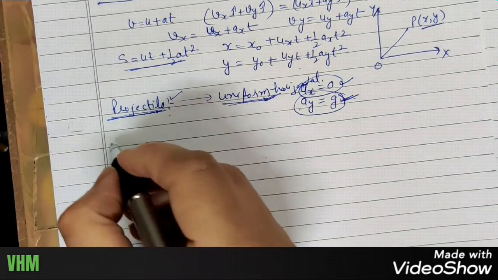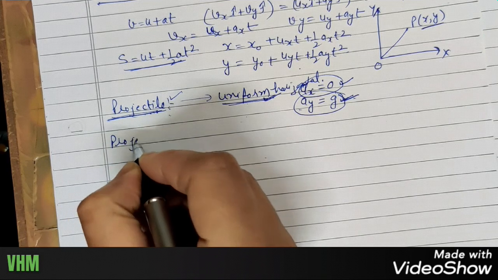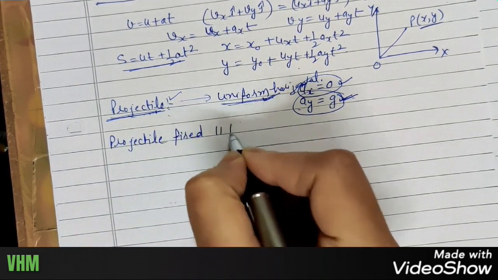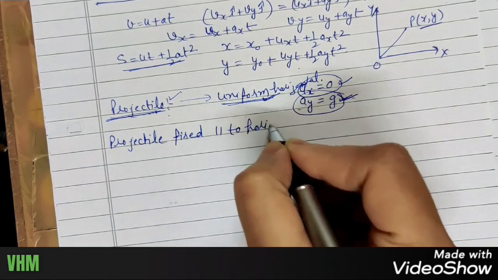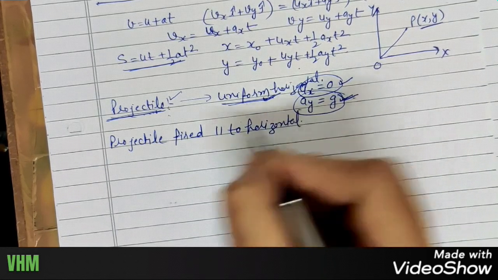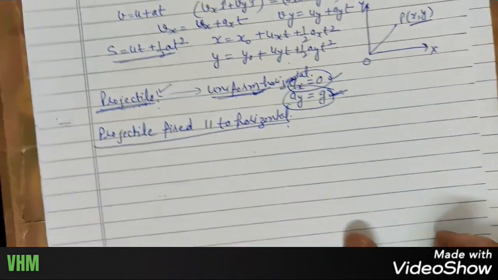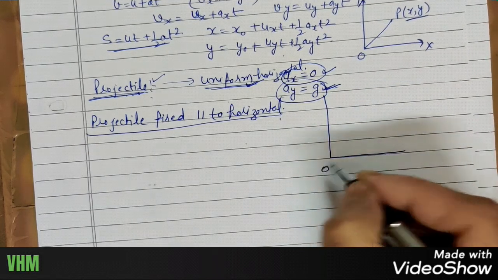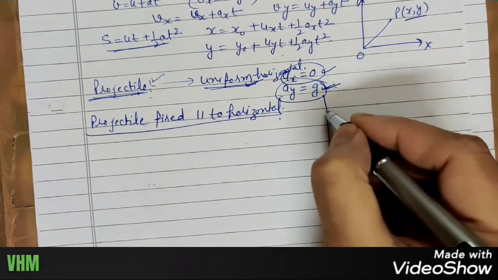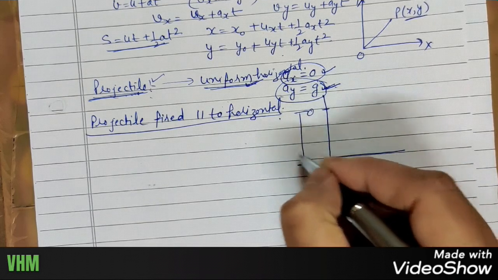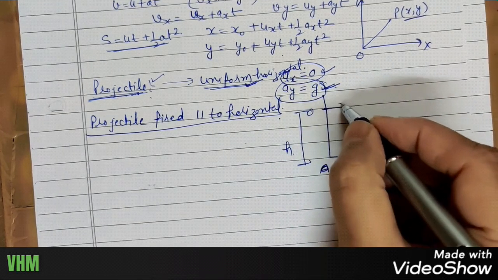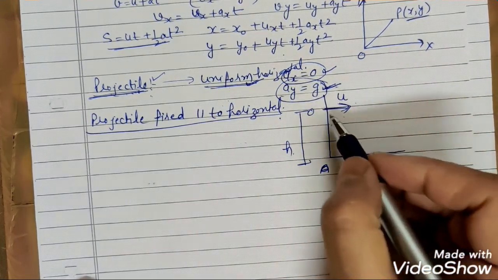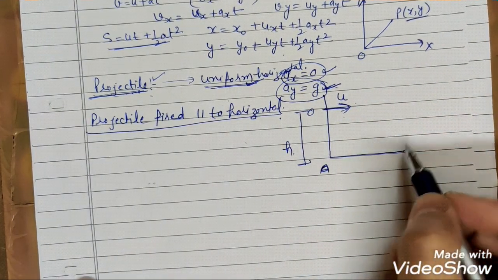First we describe the projectile fired parallel to the horizontal. To explain this, we consider that from point O to A, at height h, an object is fired with horizontal velocity u, parallel to this horizontal.